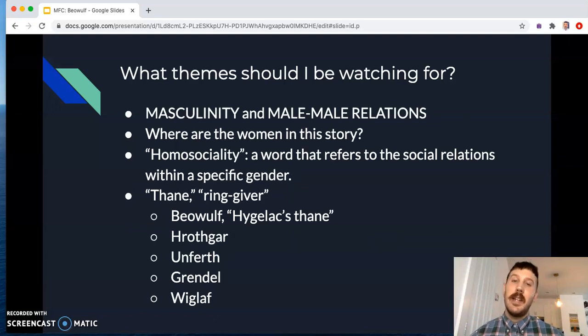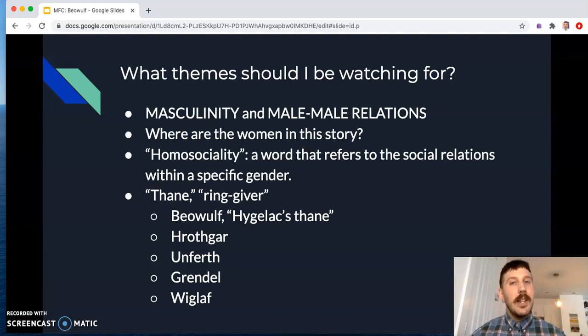Another theme that I'd like you to pay attention to is the theme of masculinity and male-male relations throughout the tale. You may notice that there are a lot of men in Beowulf and very few women and female characters. It really is focused on men and the relationships with one another. And the term I use to describe those relationships is homosocial or homosociality, which is a term that refers to the way that people of the same sex or gender form relationships with one another. Beowulf is a text very interested in male-male homosocial relations. What binds men together, what ties them together, what ruptures them from one another.